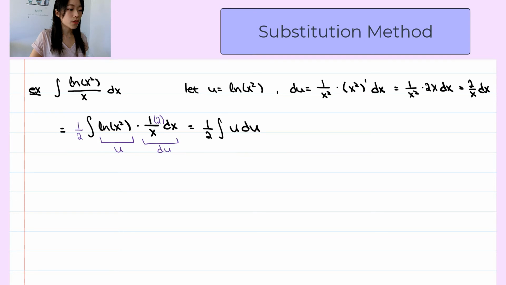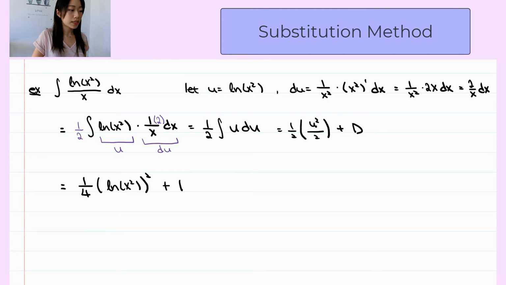The integral of u is u squared over 2. And remember to add some constant at the end. Now let's substitute the u back. So this equals 1 over 4 times ln of x squared, squared, plus C.